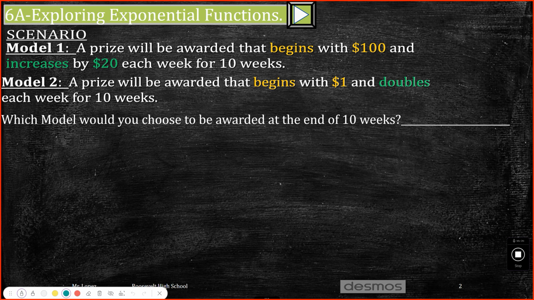Or would you rather do this second model, which says that a prize will be awarded that begins with $1, but then it doubles each week for 10 weeks? So which model would you choose to be awarded at the end of 10 weeks? Go ahead and choose one. Which one do you think, model 1 or model 2? And let's figure it out the long way.